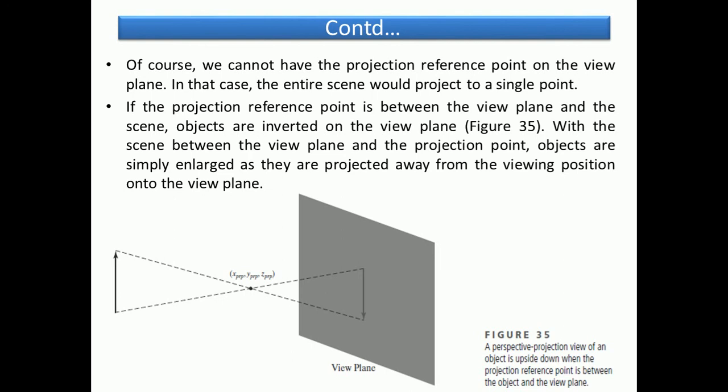If the projection reference point is in between the view plane and the scene, then the objects are inverted on the view plane, as shown in figure 35. So if the projection reference point is in between the view plane and the scene, then objects of the scene are inverted on the view plane. With the scene between the view plane and the projection point, the objects are simply enlarged as they are projected away from the viewing position onto the view plane.